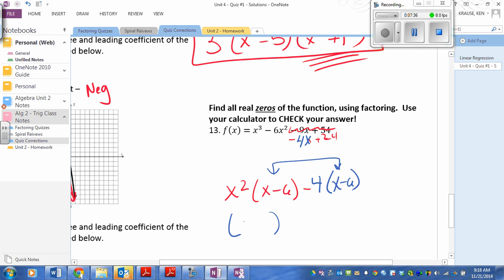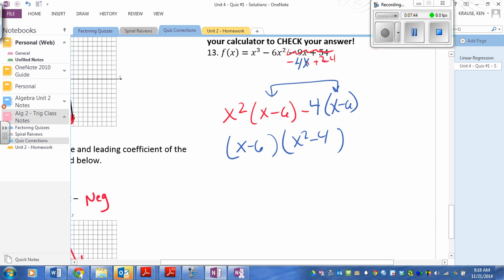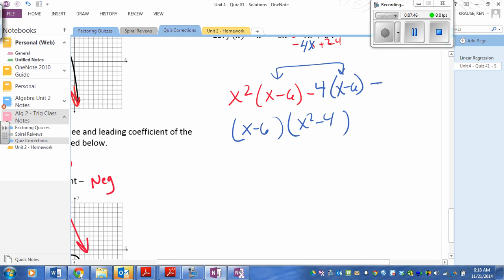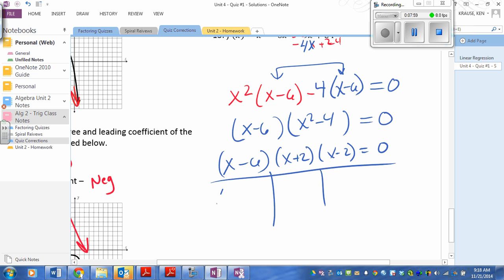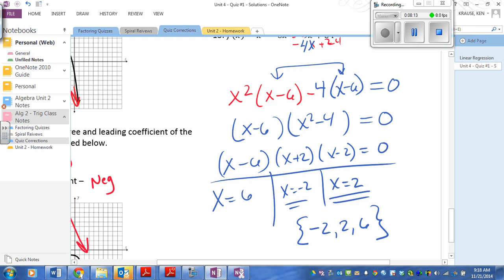So that's my first set of parentheses, x minus 6. And my second parentheses is x squared minus 4. Well, that can be factored again. Oh, and by the way, they're asking for roots, so we really need to set this equal to 0. So I get x minus 6, and this is x plus 2, x minus 2 equals 0. And then my three roots are very simple. x equals 6, x equals negative 2, x equals positive 2. And you can either list them like that, or you can list them like this: negative 2, 2, 6. And that's it.